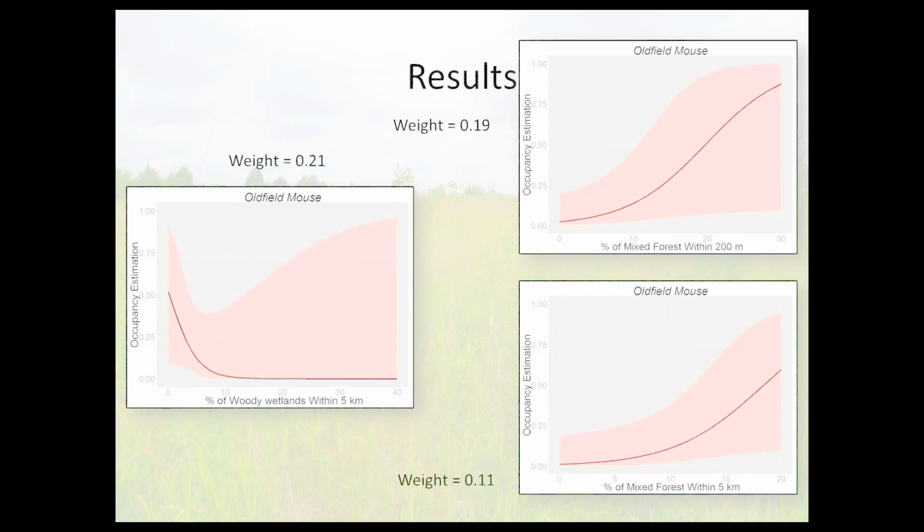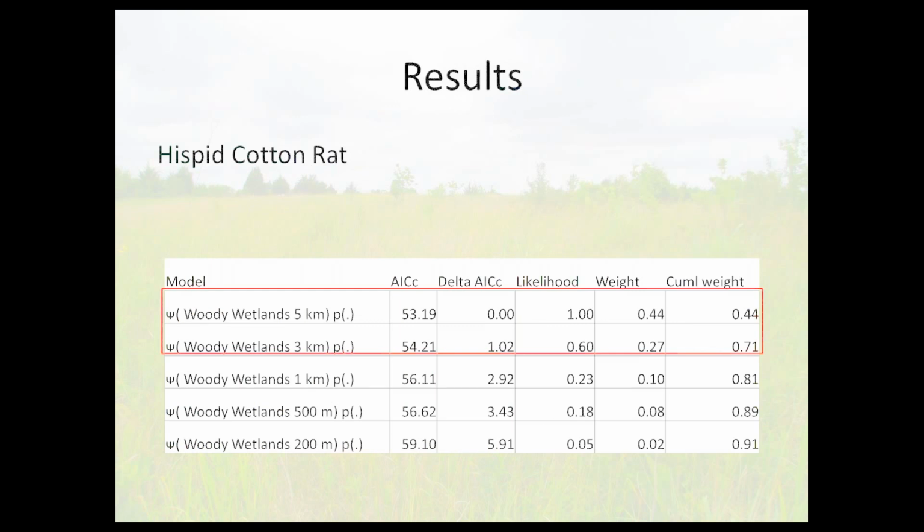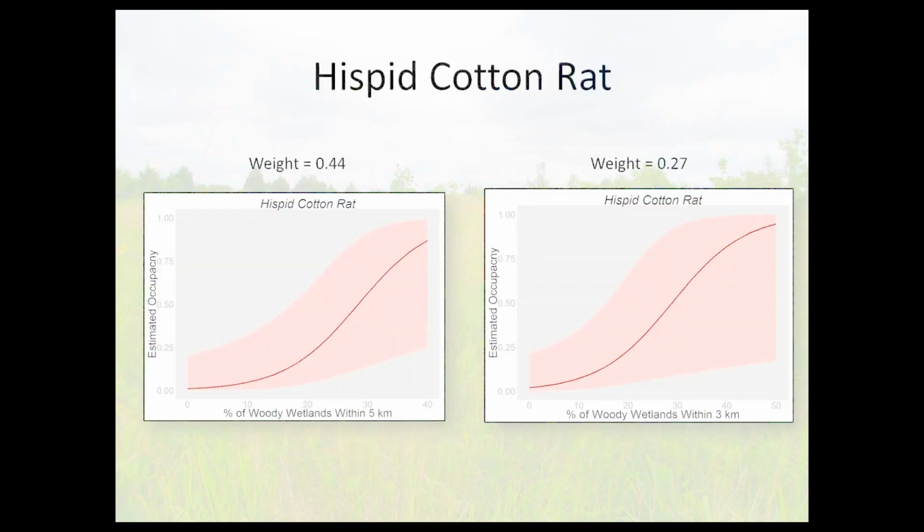If we take those results from the top 3 models, this is what we might expect. Large confidence intervals. As I said, the data were sparse, and so inference is limited and model precision is limited, but we do see a potentially negative influence of woody wetlands on occupancy and a potentially positive relationship of mixed forest on occupancy at various scales. For the hispid cotton rat, we found that model selection was a little more certain, but still quite a bit of uncertainty, and we found actually a positive relationship of woody wetlands with cotton rat occupancy at these sites. So here's a depiction of what those relationships might look like. Again, very broad confidence intervals and limited inferential capacity given the low number of detections.